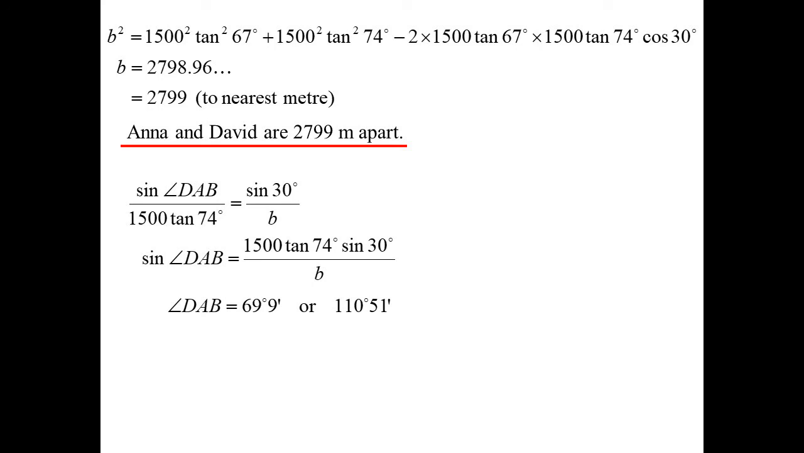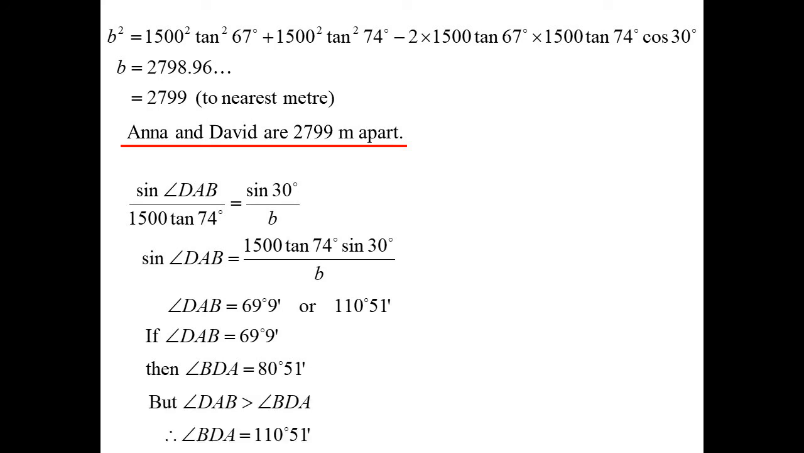We get two possibilities. Which one makes sense? Is it going to be 69 degrees 9, or is it going to be 110 degrees 51? If it is 69 degrees 9, then angle BDA would be 80 degrees 51. But, because of the length of the sides and all that, I know angle DAB has to be bigger than BDA. So that's not possible. So it has to be the obtuse angle in this case, 110.51.